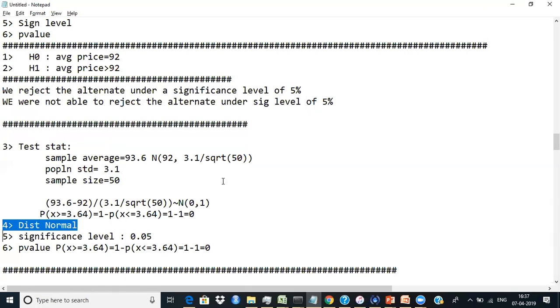Yeah. So, sir, in this particular case, we have rejected the null hypothesis. No, in this particular case, we were not able to reject the alternate. Okay. Sorry. Yes, we were not able to reject the alternate.